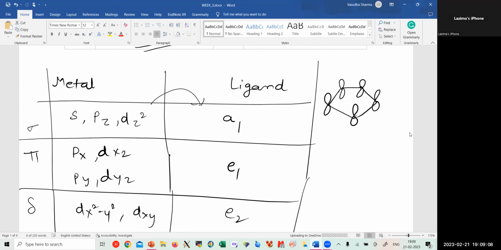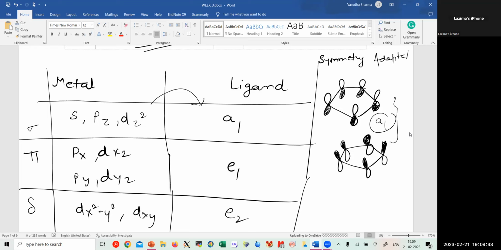Since it has all the lobes facing down, or the other combination could be where they all are facing up, there is no plane, no node, which is bisecting the lobes into two halves. Therefore, this will form a sigma. And the A1, E1 is nothing but the symmetry adapted linear combination of atomic orbitals. I hope you have read the lectures.